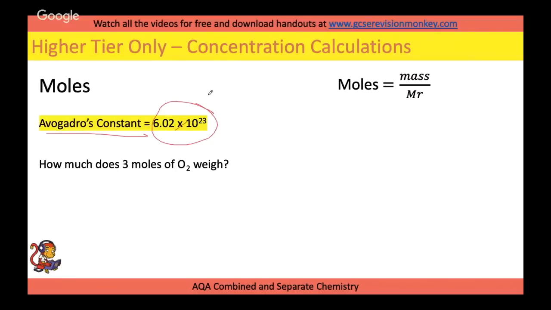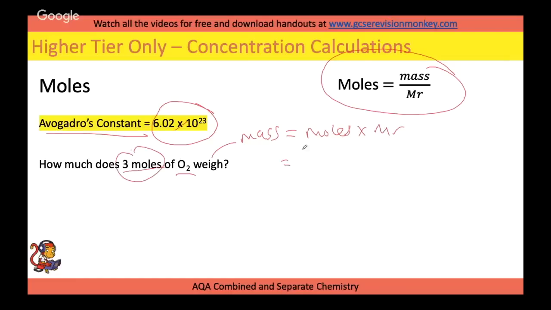It's just a very specific number. So when we talk about this equation, moles equals mass over Mr, Mr is relative formula mass. So in this equation, it says, how much does 3 moles of oxygen weigh? Okay, so we want to find the mass. So we need to rearrange this equation to get mass equals moles times Mr. So mass equals moles, which is 3.